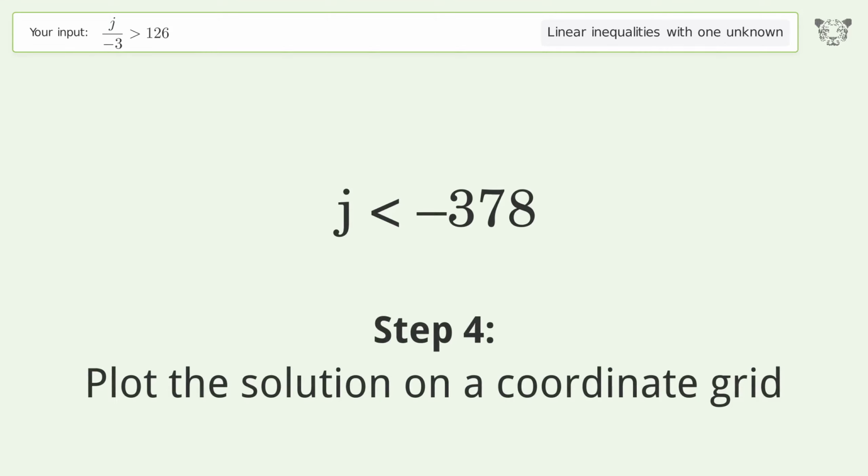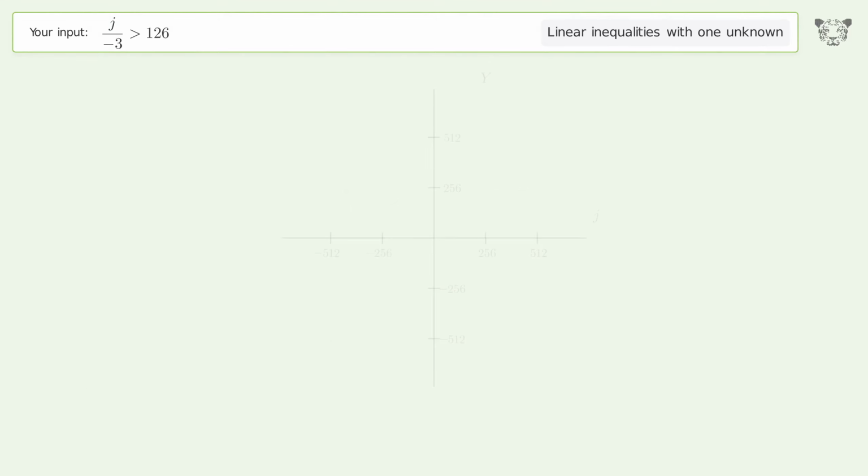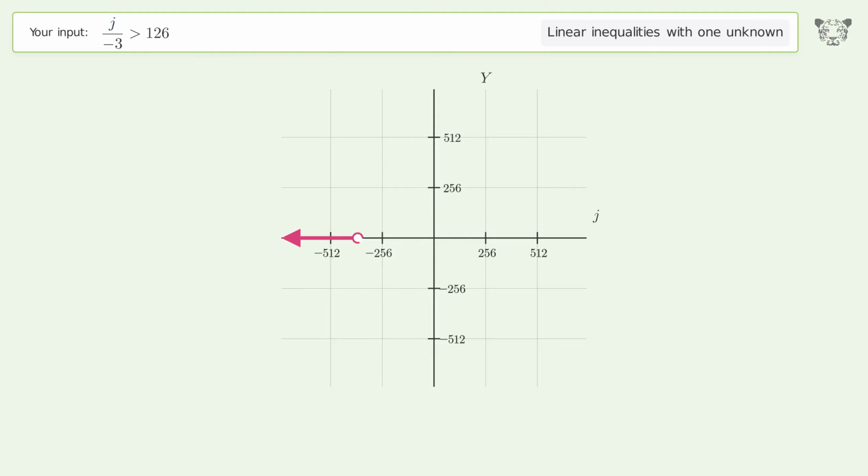Plot the solution on a coordinate grid. And so the final result is j smaller than -378.